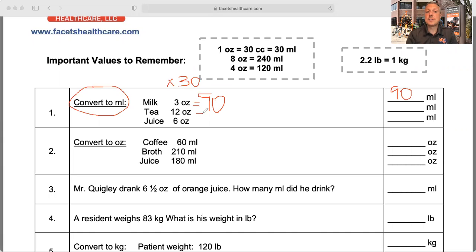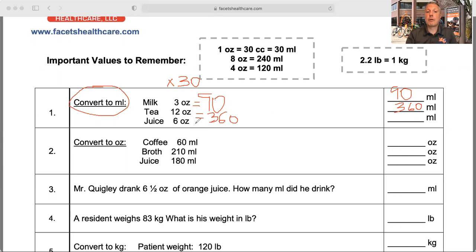For 12 ounces, you can take the 12 and then you can multiply that by 30 as well. So we will have 12 times 30. That's going to give us 360. So we're going to put 360 there, and you're going to also record 360 mLs right here.